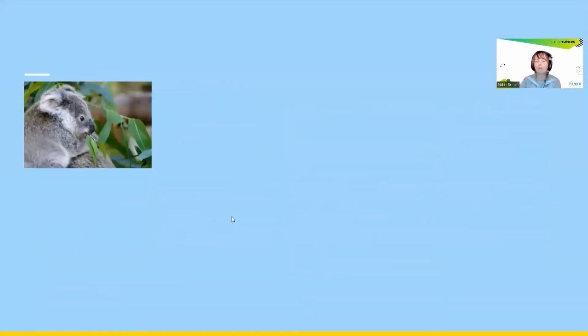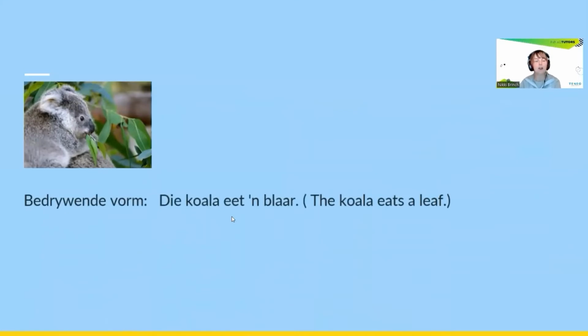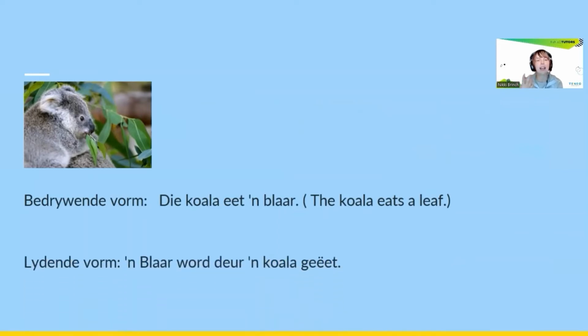So let's look at this pretty picture of a koala eating a leaf. The bedrywende vorm, the active voice, is "die koala eet 'n blaar". The koala eats a leaf. Then the lydende vorm, the passive voice, "'n blaar word deur die koala geëet". Now, two important things to note about the sentence: I'm not saying "blaar word deur 'n koala geëet", I'm saying "'n blaar". Whenever there's a 'n or a die in front of your object, you keep it. You can't split it, you keep it and move it with the object into the passive voice.